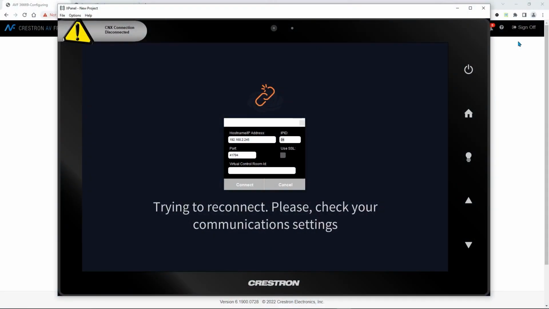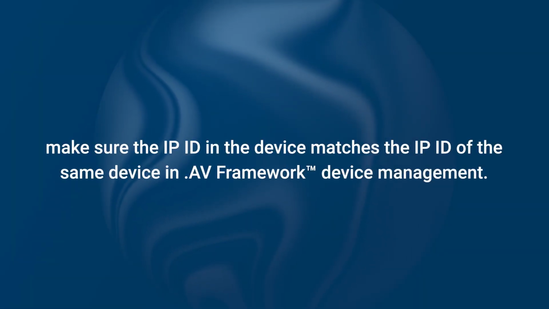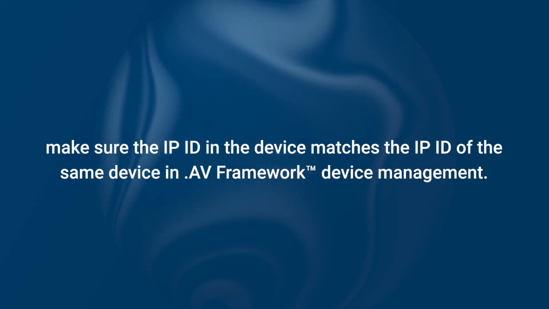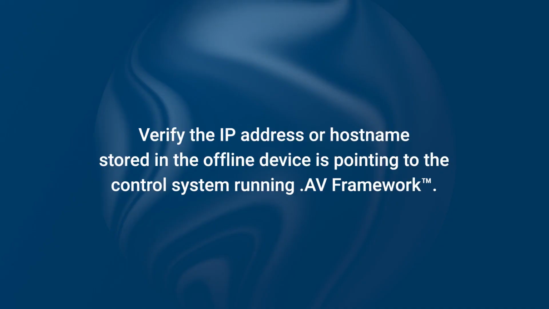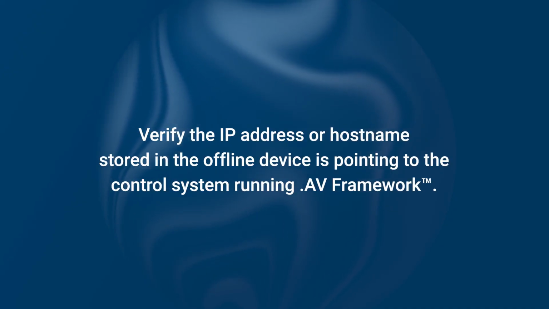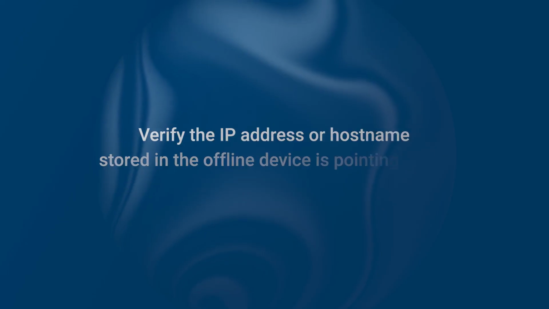Since the web interface of AV framework is indicating that the device is offline, check the Ethernet connection to the device. Make sure the IP ID in the device matches the IP ID of the same device in AV Framework Device Management. First, we will verify the IP address and hostname stored in the offline device is pointing to the control system running AV Framework.